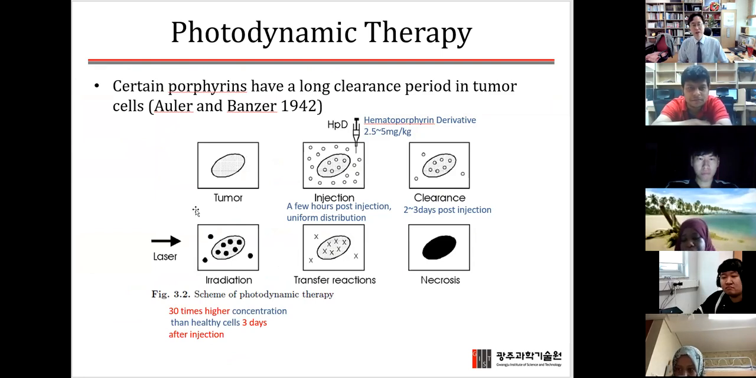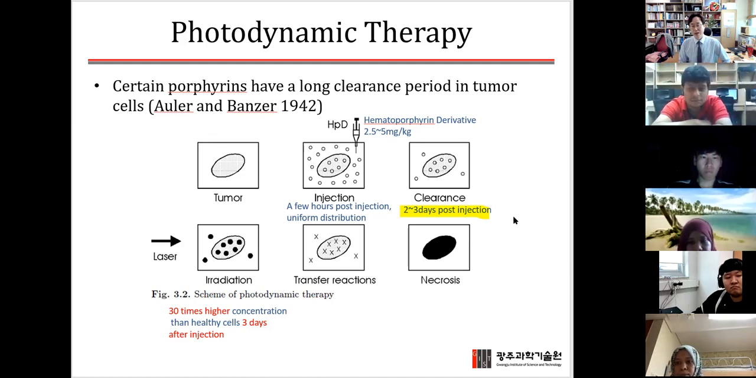For photodynamic therapy, the procedure is shown here. Let's say there is a tumor in our body, and you inject the photosensitizer through an IV, intravenous injection. After the injection, the photosensitizer is distributed in our body. Depending on the photosensitizer, some take only a few hours, but some take a few days. In this case, about 2 or 3 days. So you inject the photosensitizer and then wait 2 or 3 days.